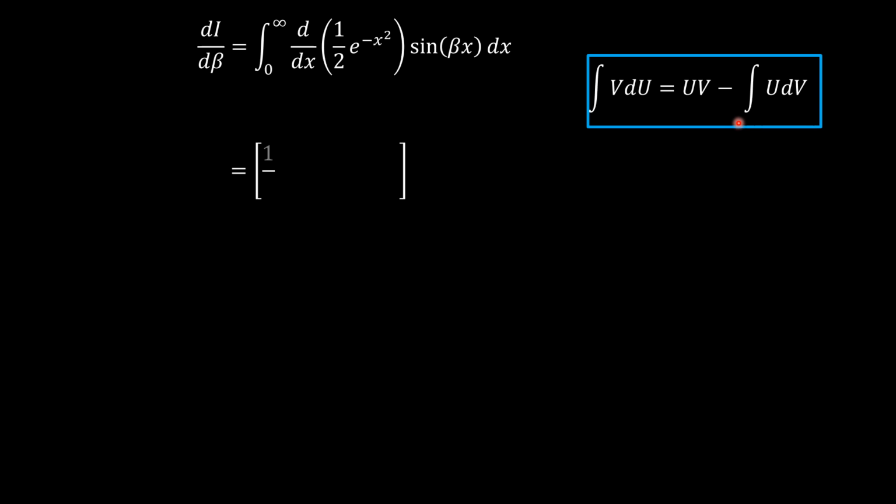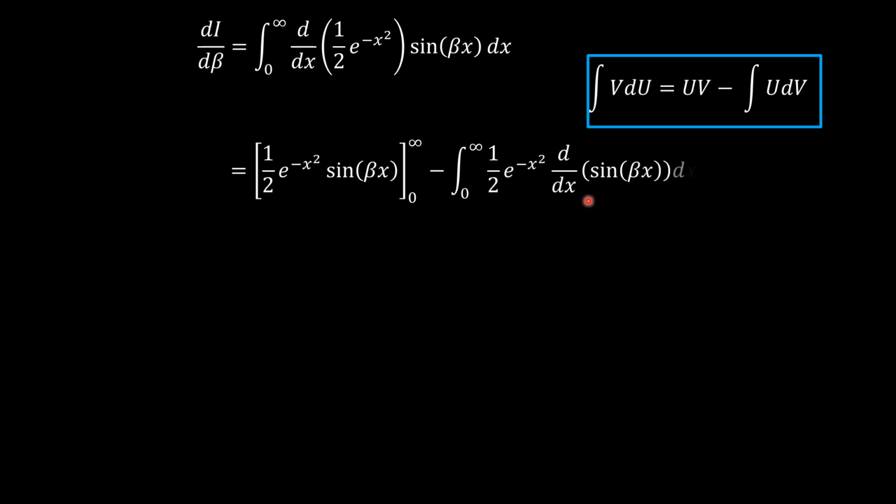That taken into account, the product of u and v is half e to the power negative x squared times sine beta x. Obviously, the limits are taken into consideration, minus the integral of u, which is a half e to the power negative x squared, times the derivative of sine beta x.